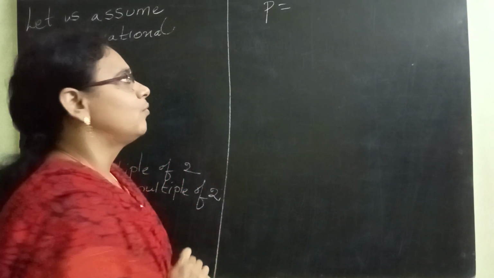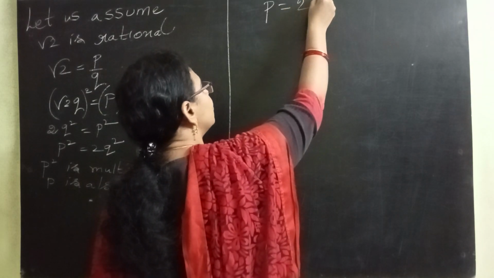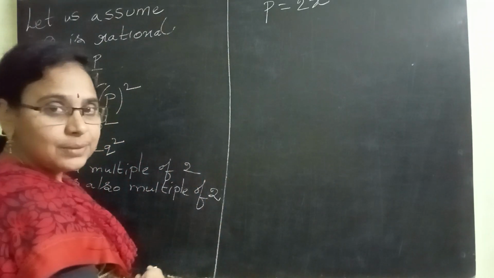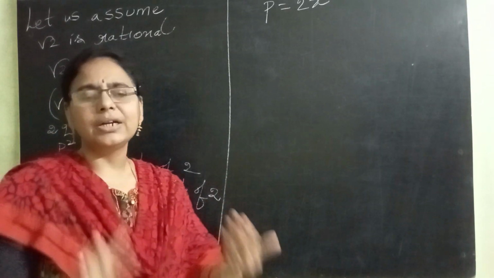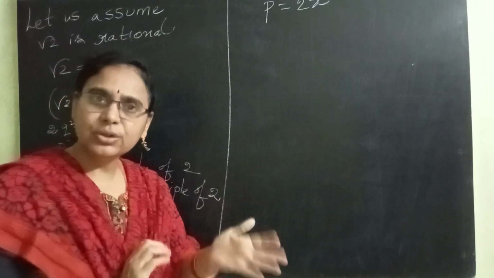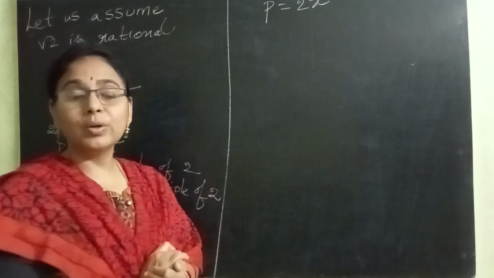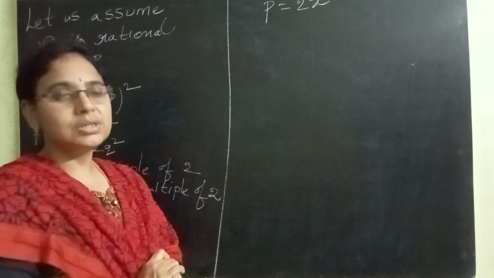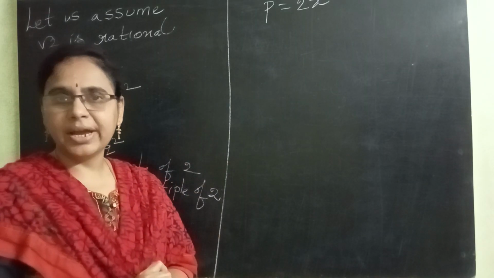So some other letter I want to take here. p is equal to 2x. Why? Because p is a multiple of 2, it is in the 2 table. 2 into something, 2 into 1, 2 into 5, 2 into 8, 2 into 20. What is that something? You have to assume some letter. So here I took that one as x. p is equal to 2x.